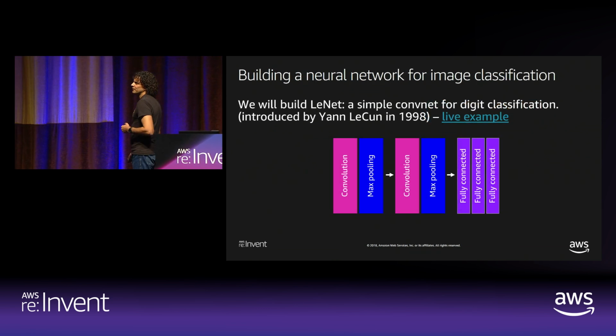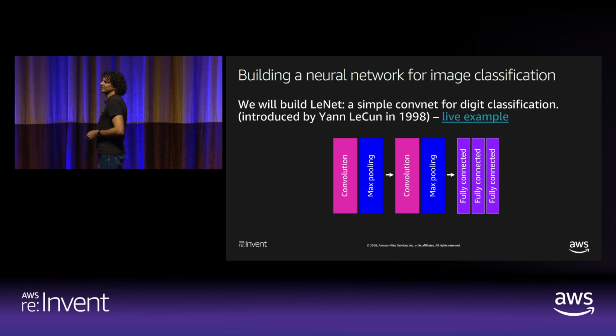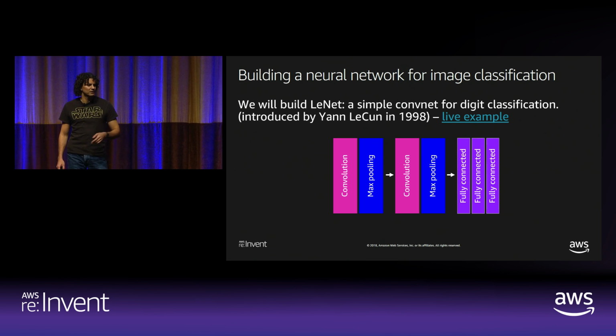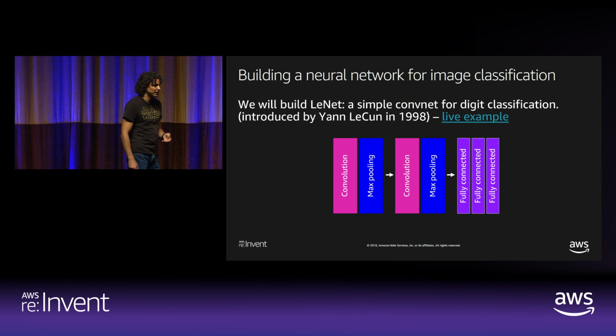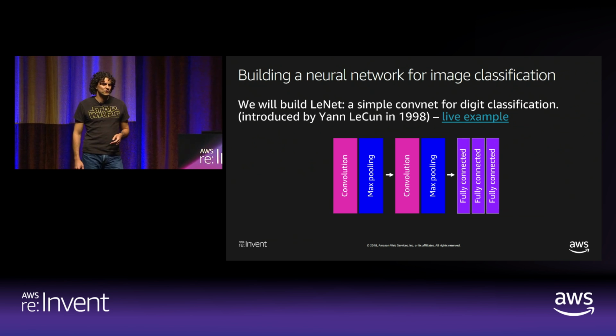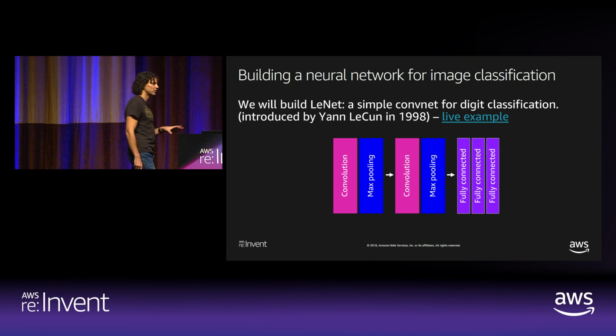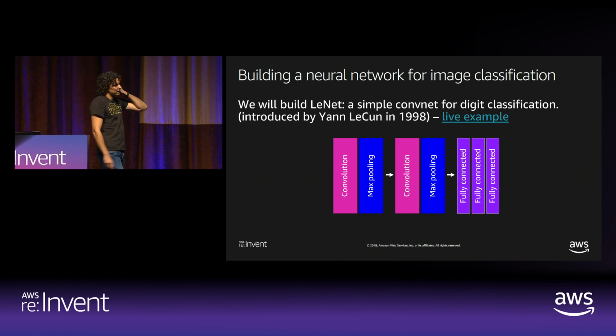So I'm going to show you how to build a neural network now from code. We'll build a network called LeNet. It's a simple convolutional network, ConvNet for short, for handwritten digit classification. It was introduced by Yann LeCun. He's one of the pioneers of deep learning research. It was introduced back in 1998. So in terms of deep learning, it's really ancient history, but it's a great example. And it's not very deep.